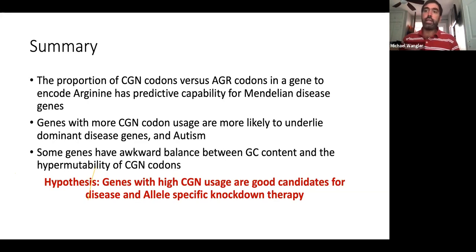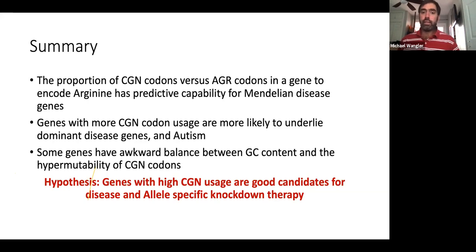You need that arginine at that spot. It can't be a different amino acid. So what comes out of that is this sort of awkward balance where you have these genes that retain these hypermutable sites, and those are important genes. And it's important that arginine be at that position, and we're going to see de novo changes in those positions over and over as long as we're seeing patients in clinic.